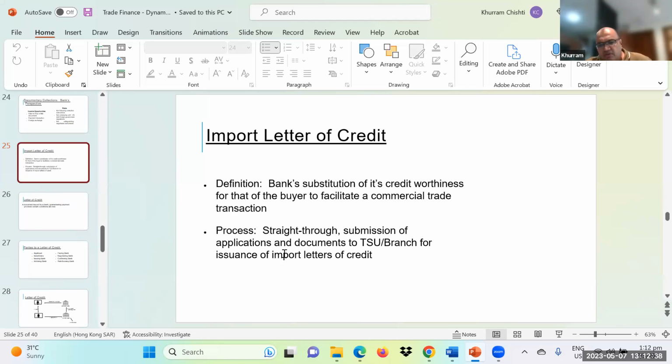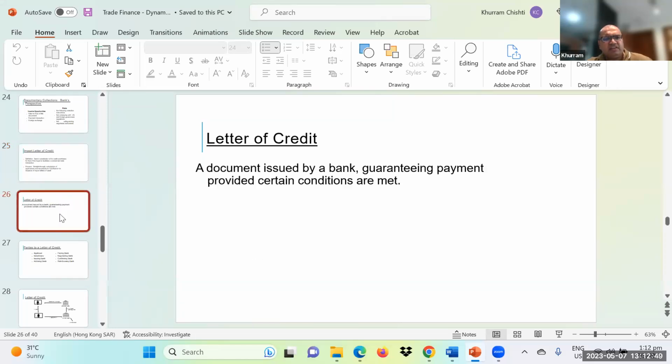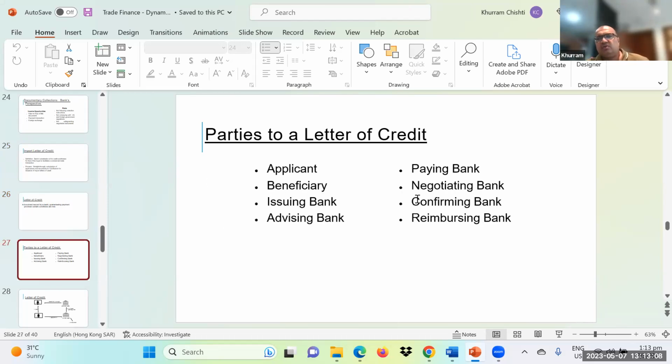Process is straight through submission of applicant documents to the TSU branch for issuance of import letter of credit. So it's nothing new, the process we have explained, the trade service unit. Okay. Now let's see, letter of credit, a document issued by a bank guaranteeing payment, providing certain conditions are met. So issued by a bank, which is NBF, guaranteeing payment. NBF will pay, not the buyer, NBF will pay. Even if, let's say, Almaya defaults, NBF will have to pay because they have given the endorsement and their letter on this. Okay. Now let's see parties to a thing.